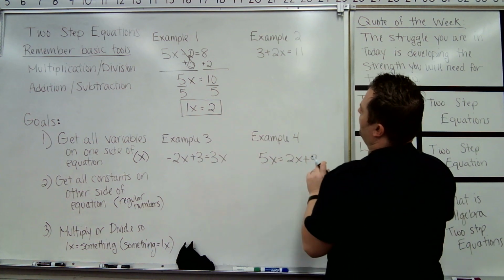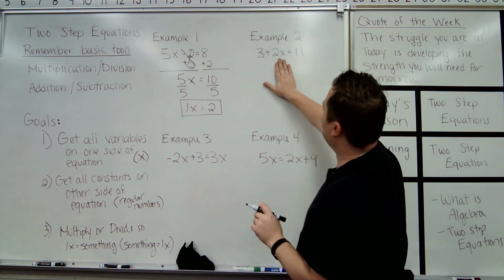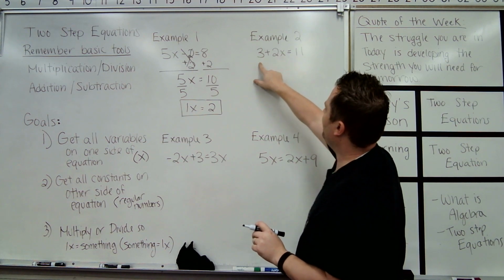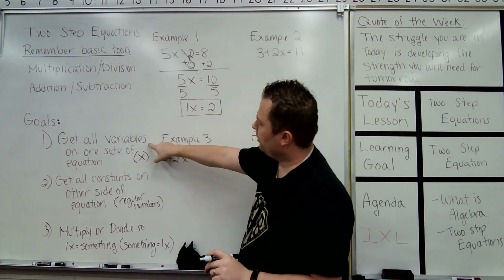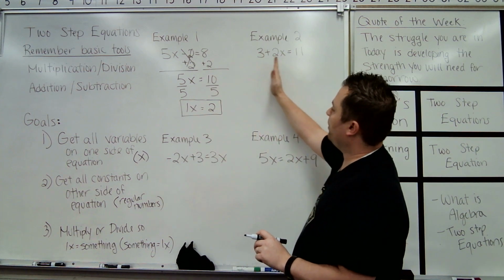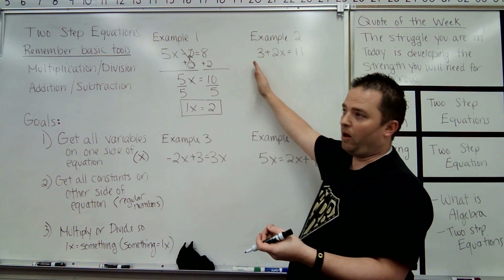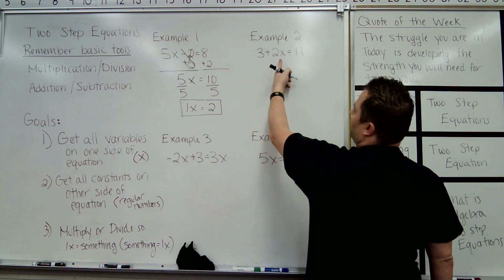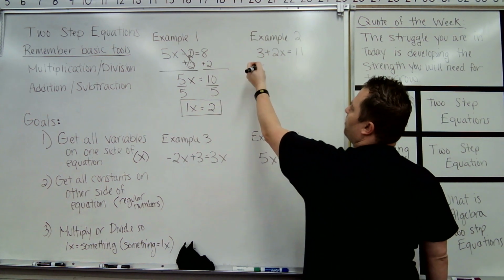In the second example, you'll notice that we have the variables also on the right, but we have constants on the left and the right. The first goal is already met. The variables are on one side. They're on the left, which means I want my regular numbers on the right. I don't want this 3 here because that's the side I've decided my variables are on. So I want to take it away.